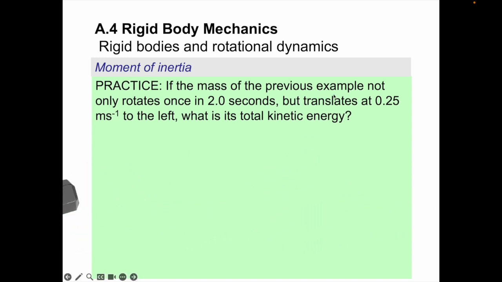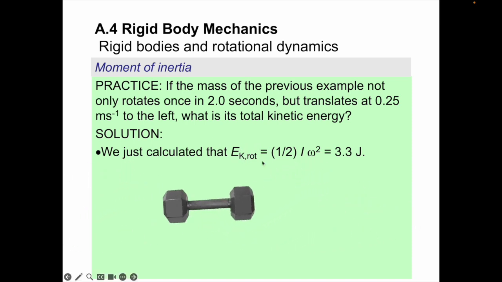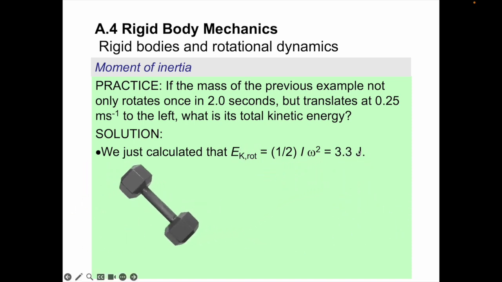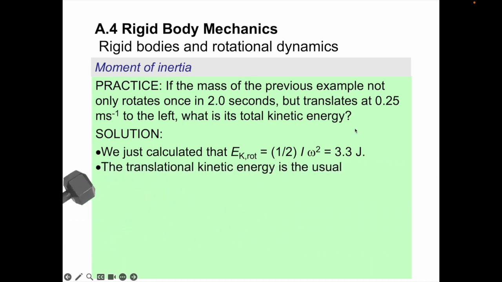If we take the mass from the previous example, it not only rotates once every 2 seconds, but it translates, which means it moves sideways like this, at 0.25 meters per second to the left. What is the total kinetic energy? So now we're going to take the kinetic energy of the rotation and of the translation, this is the linear velocity, and put them together. So we just calculated the rotational kinetic energy as 3.3, so let's keep that value and just look at how to calculate the translational kinetic energy.